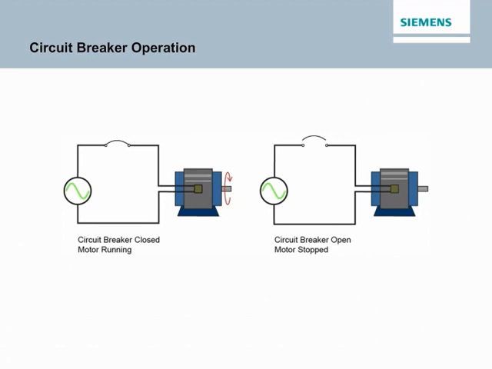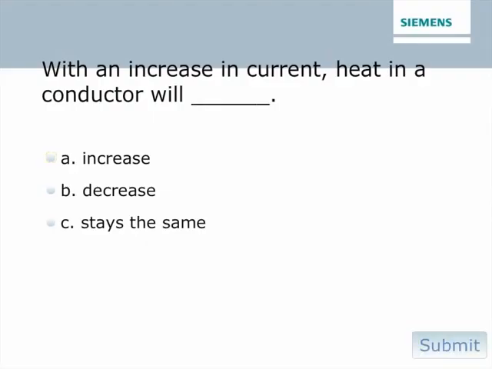Note: Article 240 in the National Electrical Code covers overcurrent protection. You are encouraged to become familiar with this information. That concludes Part 1. Let's go into our first knowledge check.